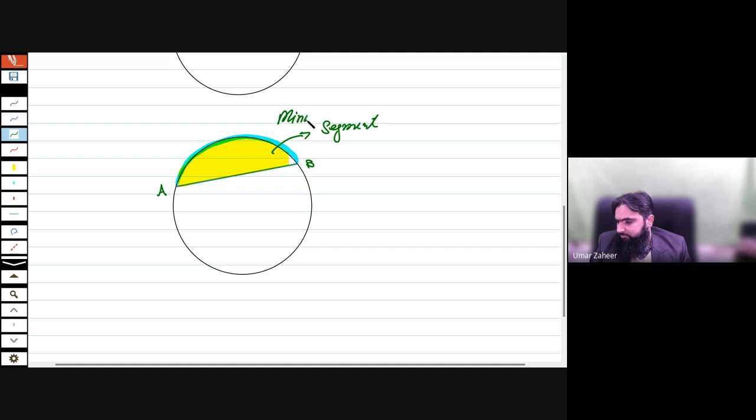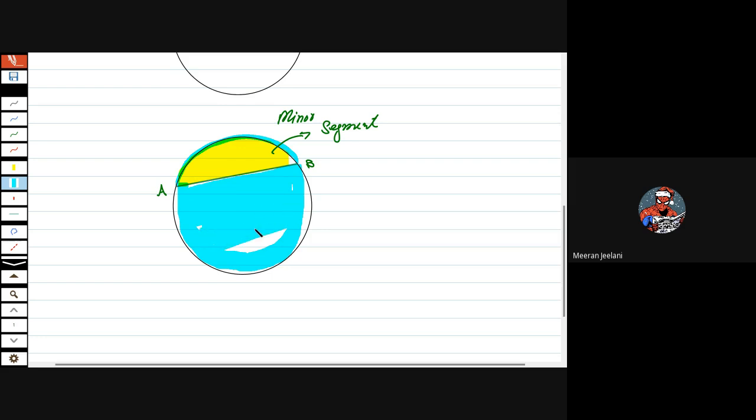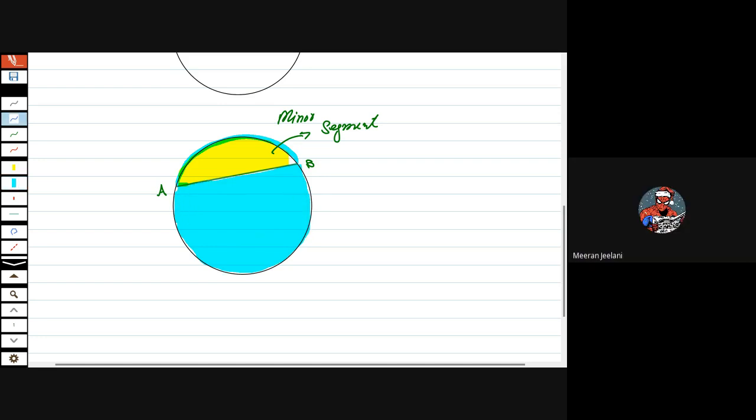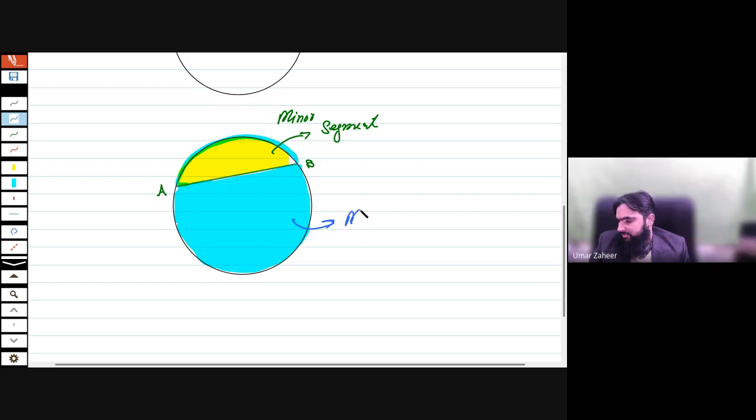minor segment. On the other hand, look at this one. It is a segment as well, but it is a major segment, the bigger one. So it is a segment as well, but it is a major segment.